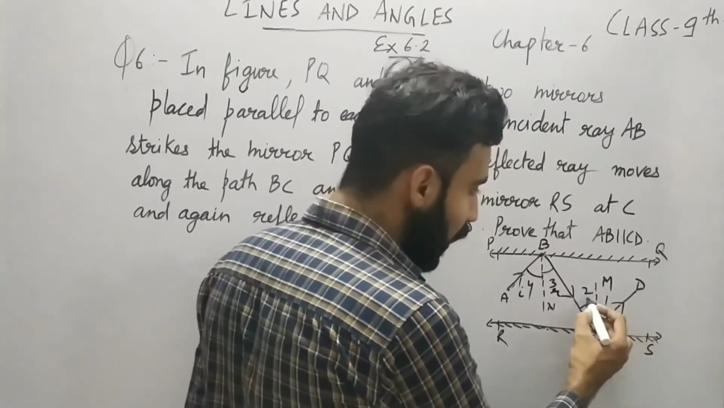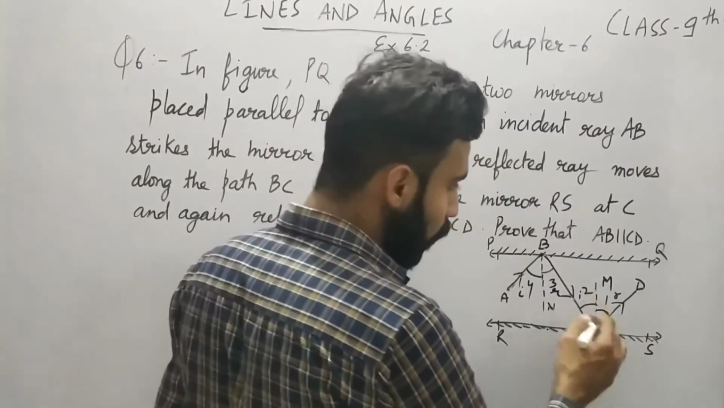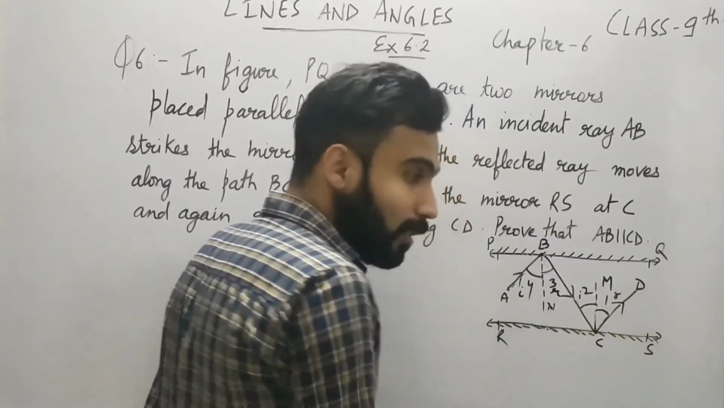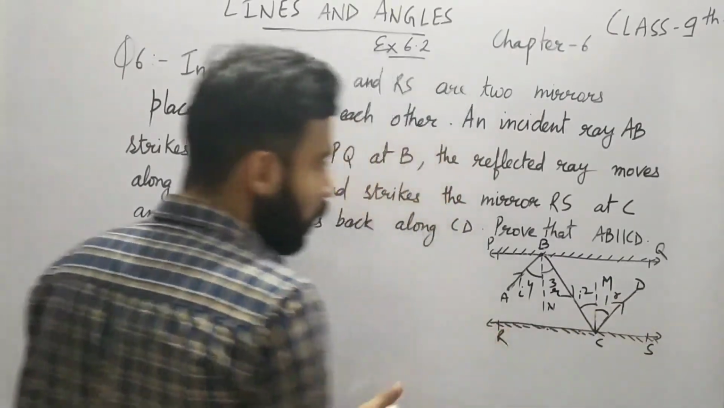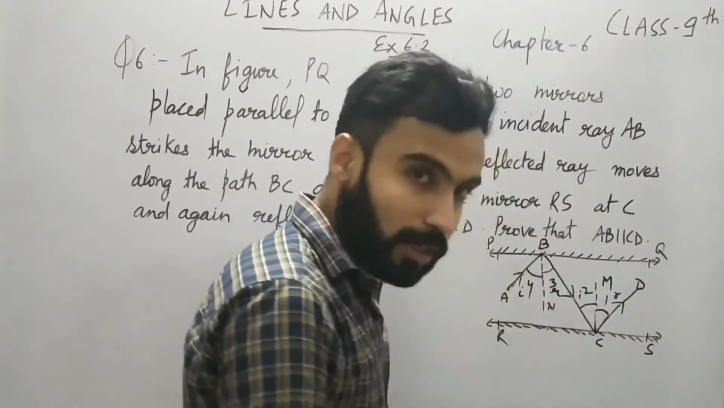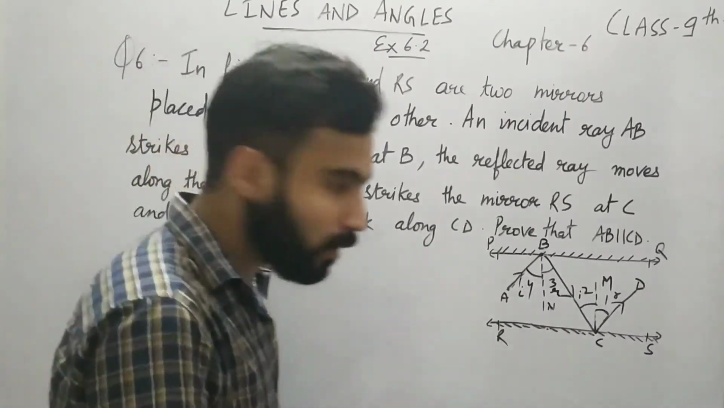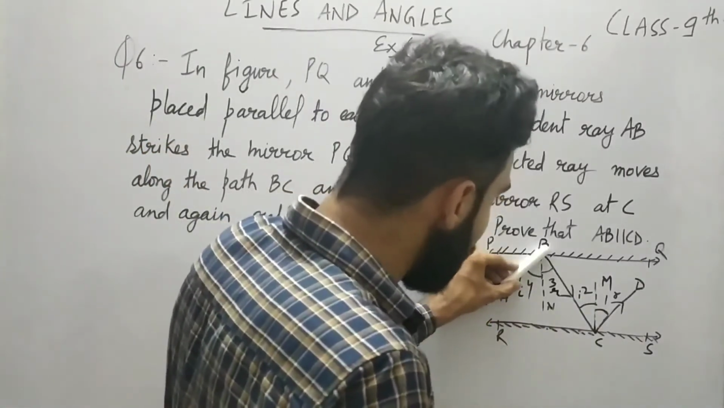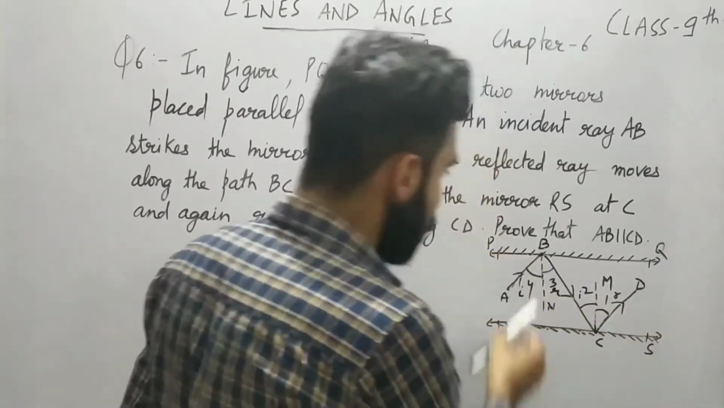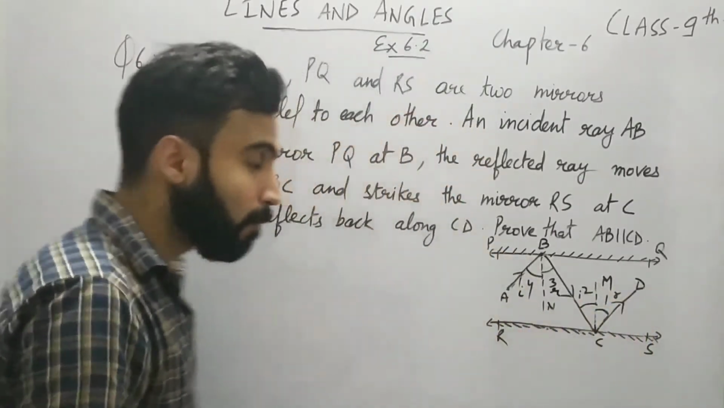Which shows us that the angle of incidence is equal to the angle of reflection, right? Now, after reflection, the light ray took the path CD. In this question, it is given to us that both the plane mirrors are parallel to each other, but what we have to prove is that this incident light ray AB is parallel to the reflected light ray CD. This is what we have to prove in this question, right?